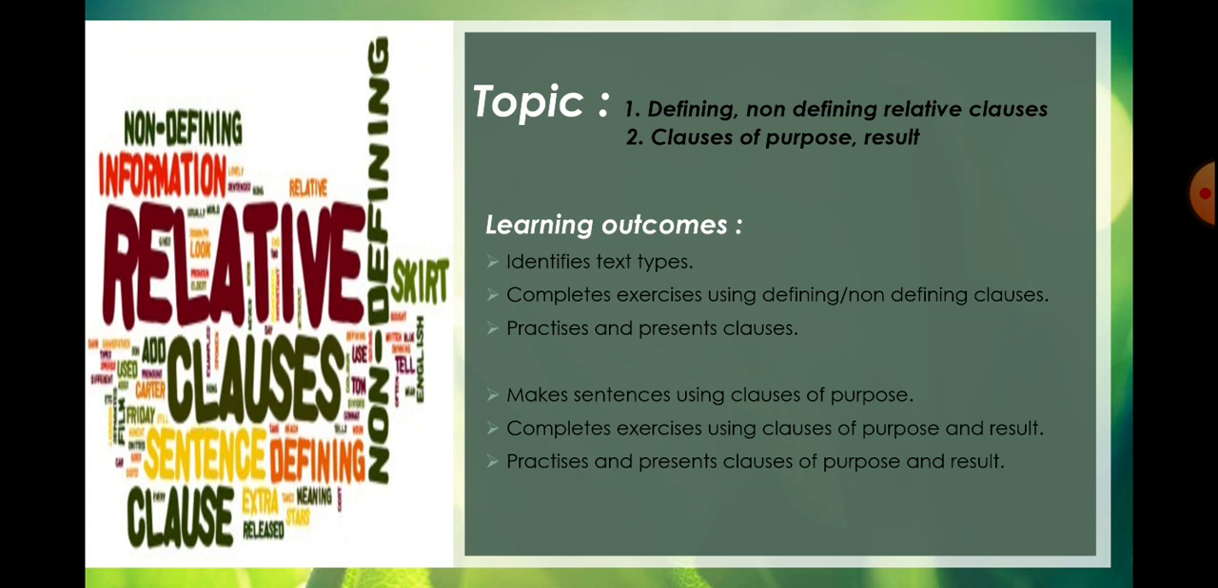Let's continue with the learning outcomes of the first hour. Student identifies text types. Student completes exercises using defining and non-defining clauses and practices and presents clauses. The learning outcomes of the second hour are: student makes sentences using clauses of purpose, completes exercises using clauses of purpose and result, and practices and presents clauses of purpose and result.